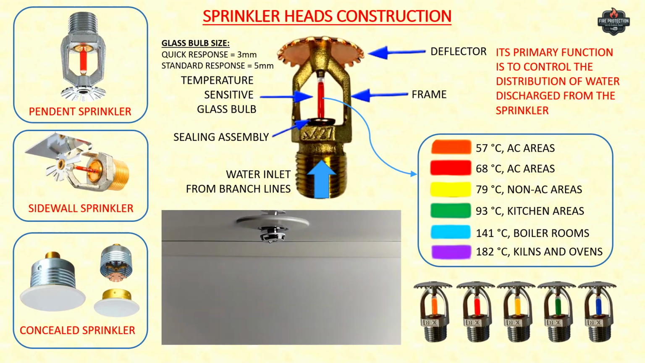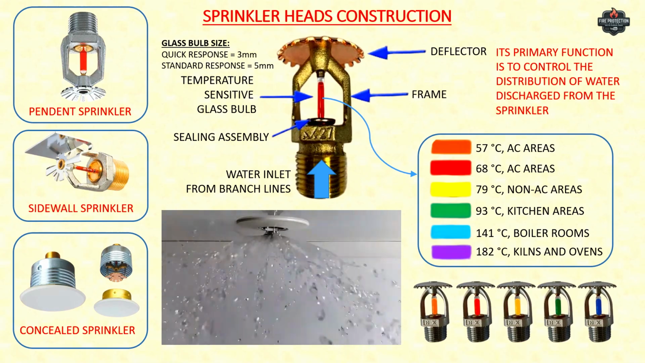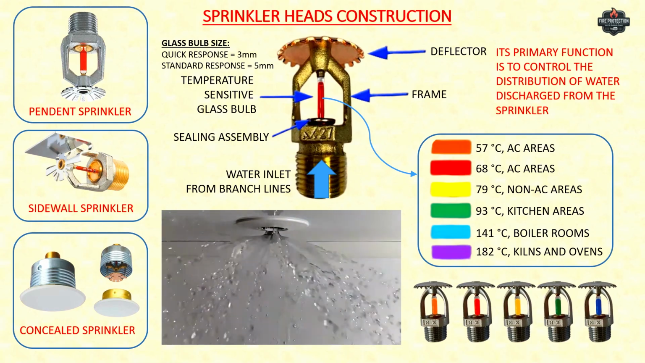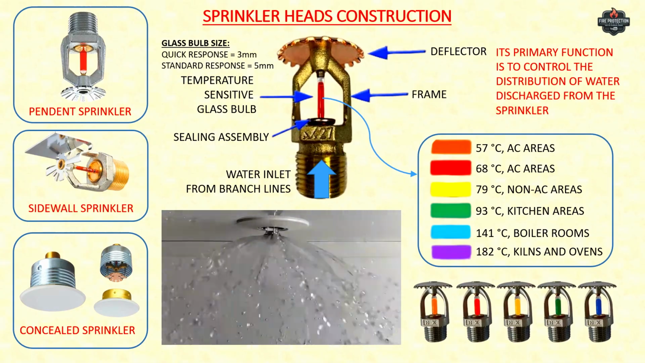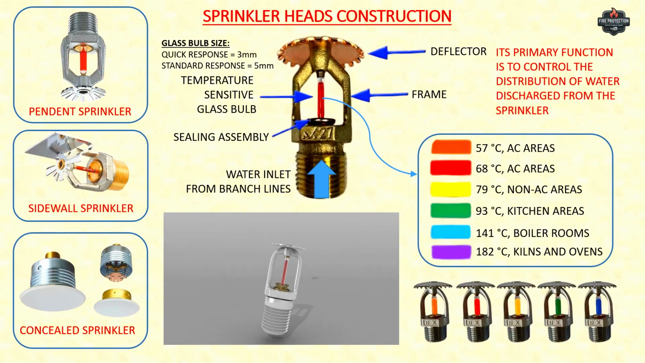In concealed sprinklers, the deflector is a part of the sprinkler that is hidden behind a cover plate. When activated, the cover plate falls away and the deflector moves into position to distribute water. Now let us see how the glass bulb in a sprinkler works.